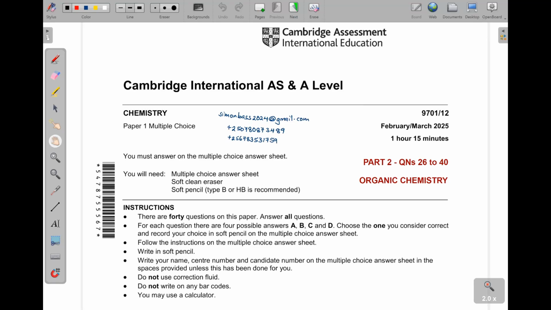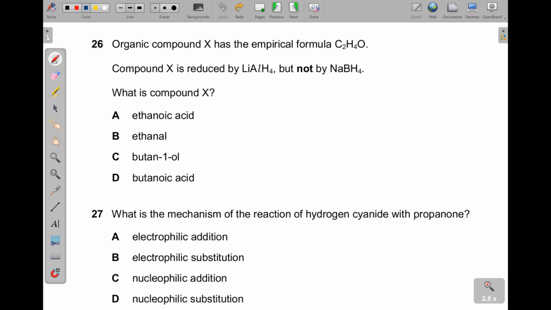This is Teacher Simon taking you through Cambridge International AS and A-Level Chemistry for Feb/March 2025, and this is part 2 for questions 26 to 40, and this is organic chemistry. Question 26: organic compound X has the empirical formula C2H4O, and compound X is reduced by lithium aluminium tetrahydride but not sodium borohydride. What is compound X?